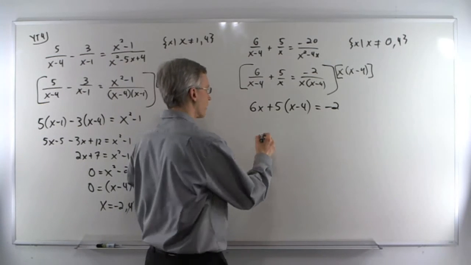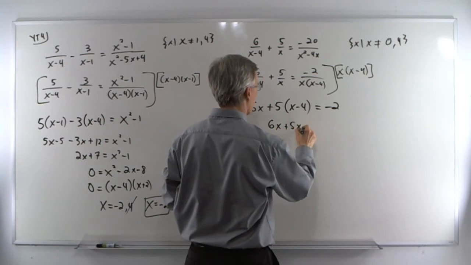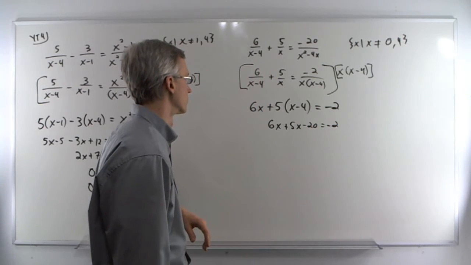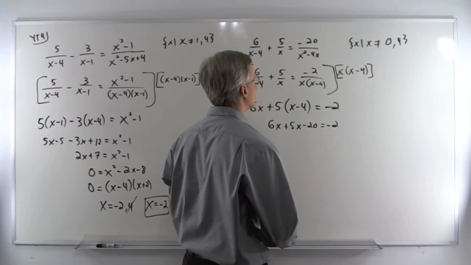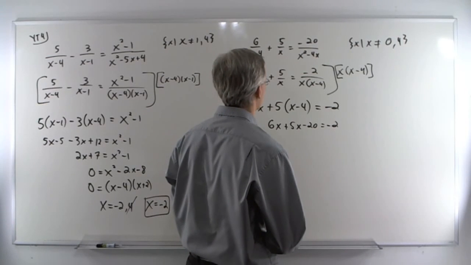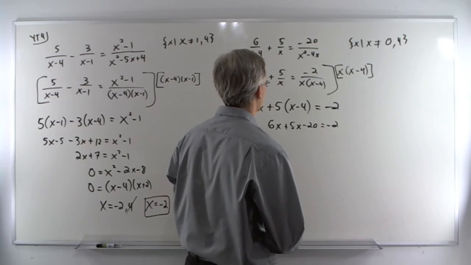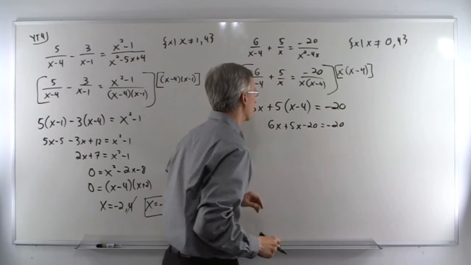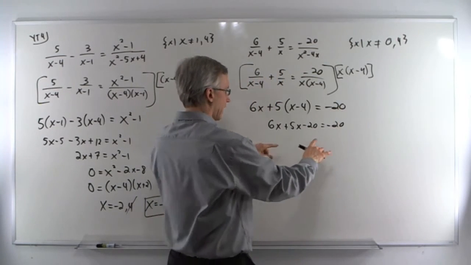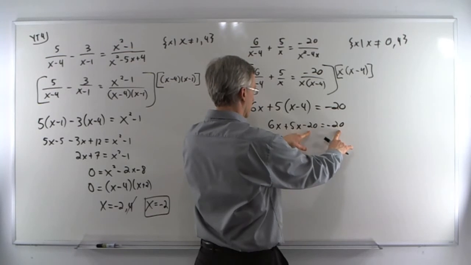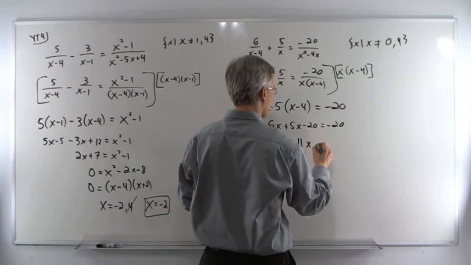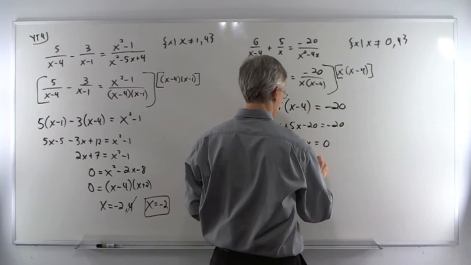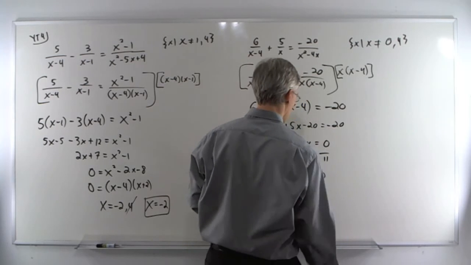All right, now distribute and simplify. Oh, I forgot my 0. There we go. Okay, now I'm going to add 20 to both sides and then combine these. So we get 11x equals 0. Dividing by 11, x equals 0.